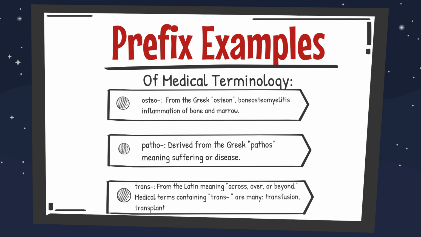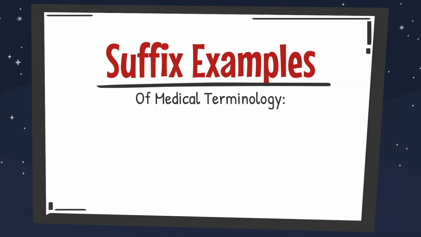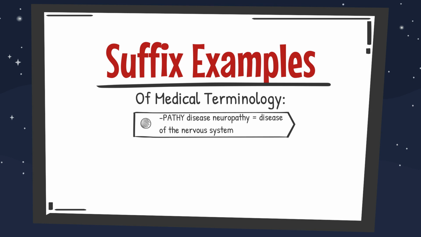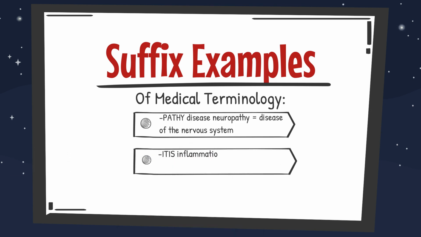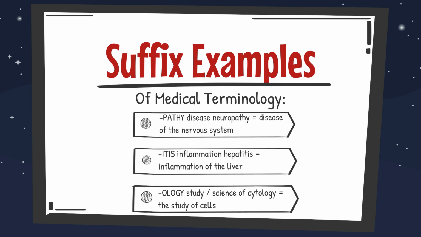Suffixes come after the word in medical terminology. Some examples are pathy, which is disease, as in neuropathy, which refers to the disease of the nervous system. Itis, which is inflammation, as in hepatitis, which refers to inflammation of the liver. And ology, which is a study in science, as in cytology, which is the study of cells.